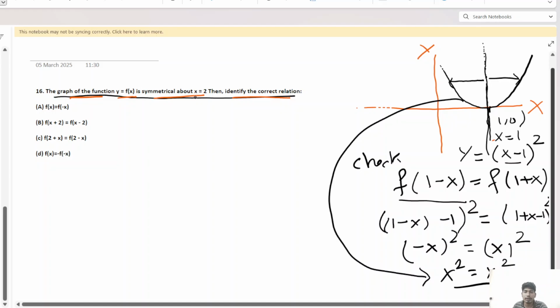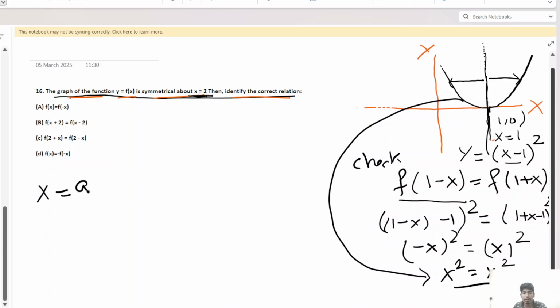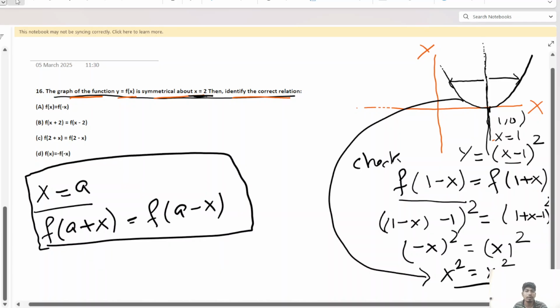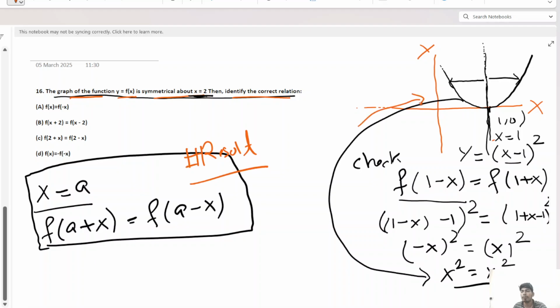Then for a function, if it is symmetric about x is equal to a, then f of a plus x is f of a minus x. This is the result. You can remember that result by the example of the parabola. So what is our answer? Option C is correct.